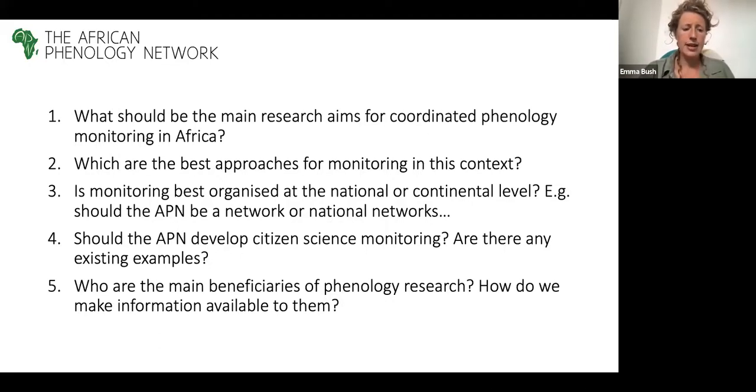Third, is monitoring best organized at national or continental level? So obviously we're hearing from 2 national level networks, and we're currently talking about, you know, the whole of Africa, which is obviously huge. And we've been thinking as a steering group, should this be better as a network of national networks, and how would we build up that infrastructure? Fourthly, should the African Phenology Network develop citizen science monitoring? There aren't a huge amount of examples that I know of in the African context. Maybe people here could share those with us if you know of examples. And finally, who are likely to be the main beneficiaries of phenology research in African nations, and how do we make information available to them?